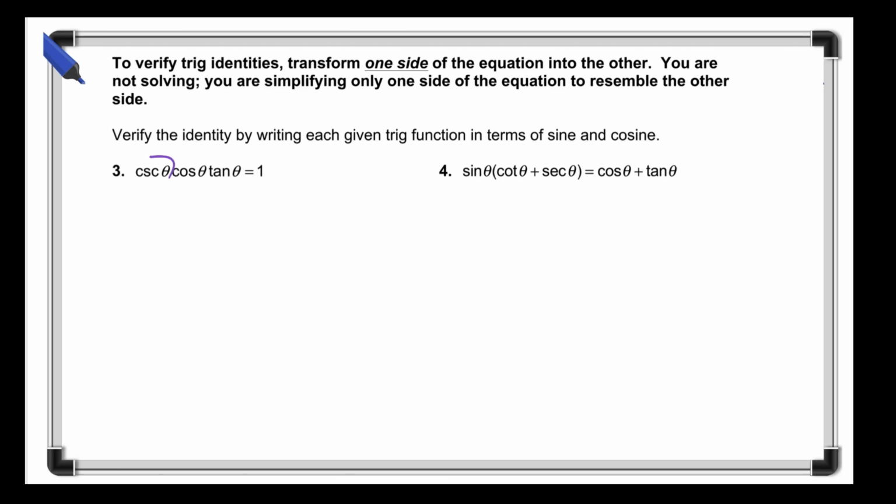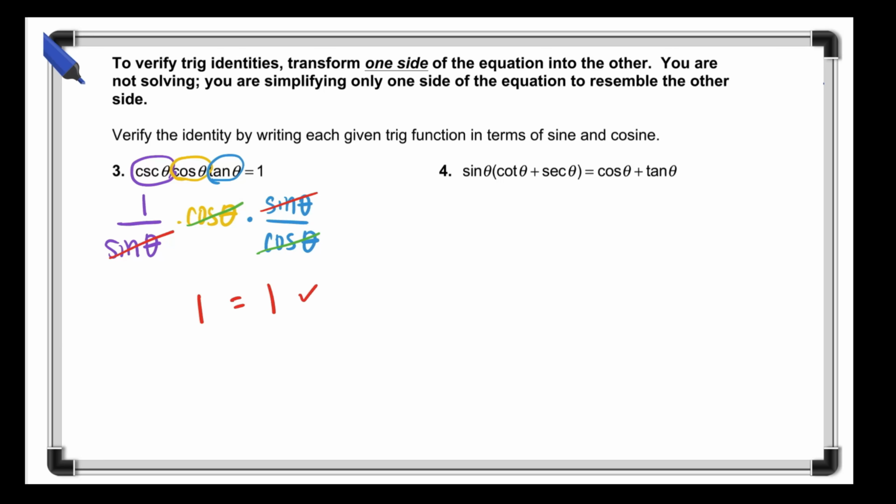If I look at cosecant, I know that's a reciprocal identity. That's 1 over sine of theta. Then I have another part, which is just cosine of theta, so I can't really do anything with that. And then I have tangent of theta, which is one of my quotient identities, so that's the same thing as sine theta over cosine of theta. Now, when I look at what I have here, I have a cosine in the numerator, which cancels out with the cosine in the denominator. And then I have the same thing for sine in the numerator with the sine in the denominator. So I'm left with just 1, and I wanted it to equal 1. So I was able to verify my identity.